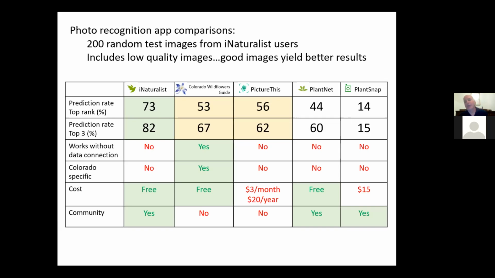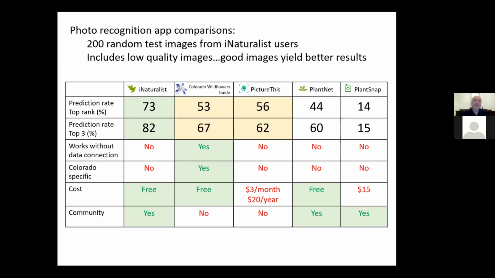PlantSnap, to tell you the truth, I only went through 80 of the images because it was kind of a tedious process and it was performing so poorly, I didn't bother finishing on that one. PlantNet has a nice interface. PlantNet, to address your question, Ann, does report the score, the percent of confidence in their results, which is kind of a nice feature. But it seems like it's much more focused towards horticultural plants. It has a lot of house plants and garden plants, and it does much better on those than it does on native plants. And then Picture This does about the same as the Colorado Wildflowers Guide.